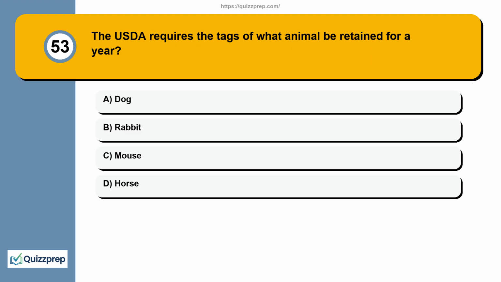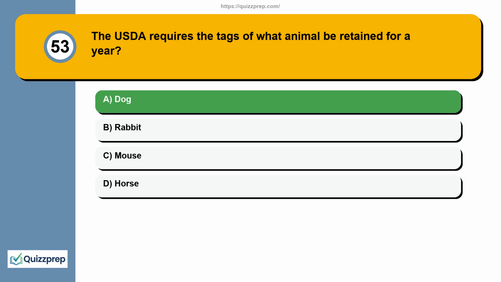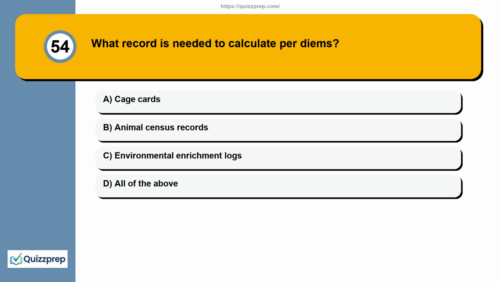Question 53. The USDA requires the tags of what animal be retained for a year? Option A. A dog. Option B. Rabbit. Option C. A mouse. Option D. Horse. The correct answer is option A. Dog.